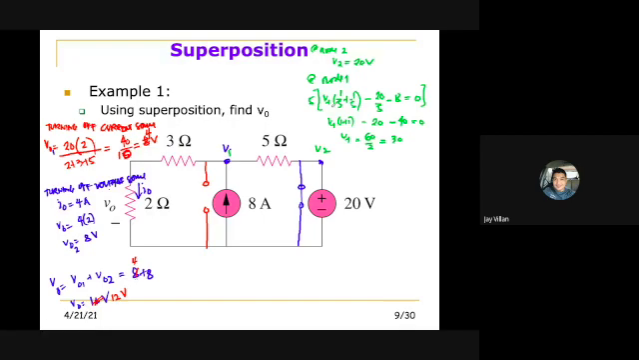Okay? So V1 is equal to 30 volts. So by voltage division, we apply voltage division here to get VO. So VO is equal to 30 times 2 divided by 5. So this is 60 divided by 5. How much is 60 divided by 5? Is it 12?